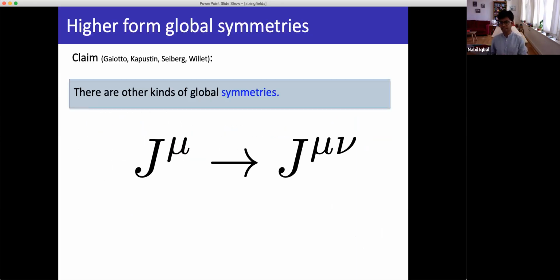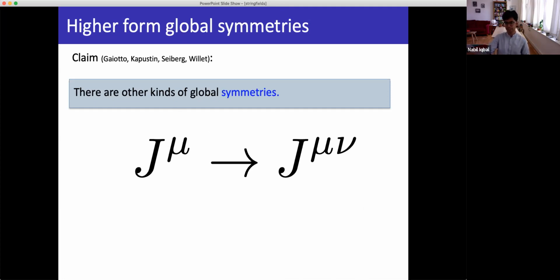So the idea behind the higher form global symmetry is very simple. And this is something I first learned about from this very nice paper by Gaiotto, Kapustin, Seiberg, and Willett in 2014. The idea is that you can have global symmetries that are different in that, for example, their currents will not have just one index, but two. This is the manifestation of a so-called higher form global symmetry.